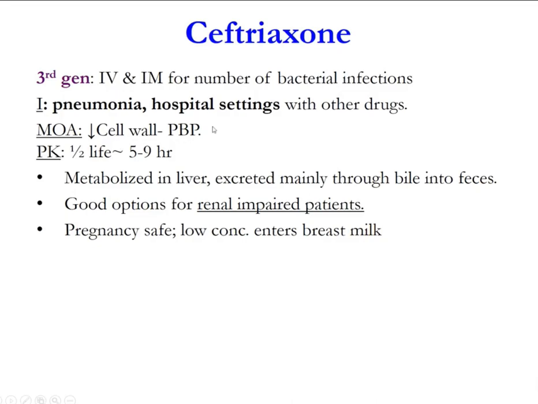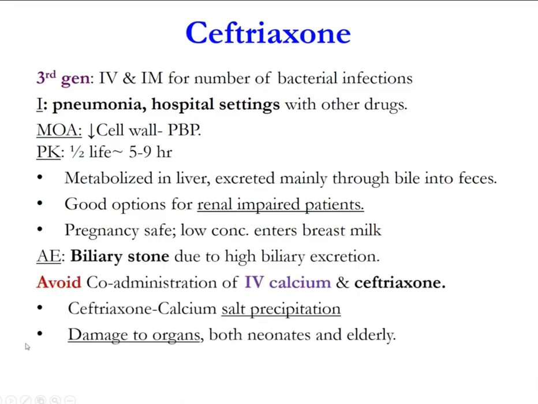Mechanism of action: this is a cell wall synthesis inhibitor like all the other penicillins, it binds the penicillin binding protein and inhibits. Pharmacokinetics: you don't have to memorize all those details, but remember, it is a good option for renal impaired patients, metabolized by liver, excreted mainly through bile and feces. It is good for renal impaired because it is completely metabolized by liver and excreted in feces. But there is one drug interaction I want you to learn.